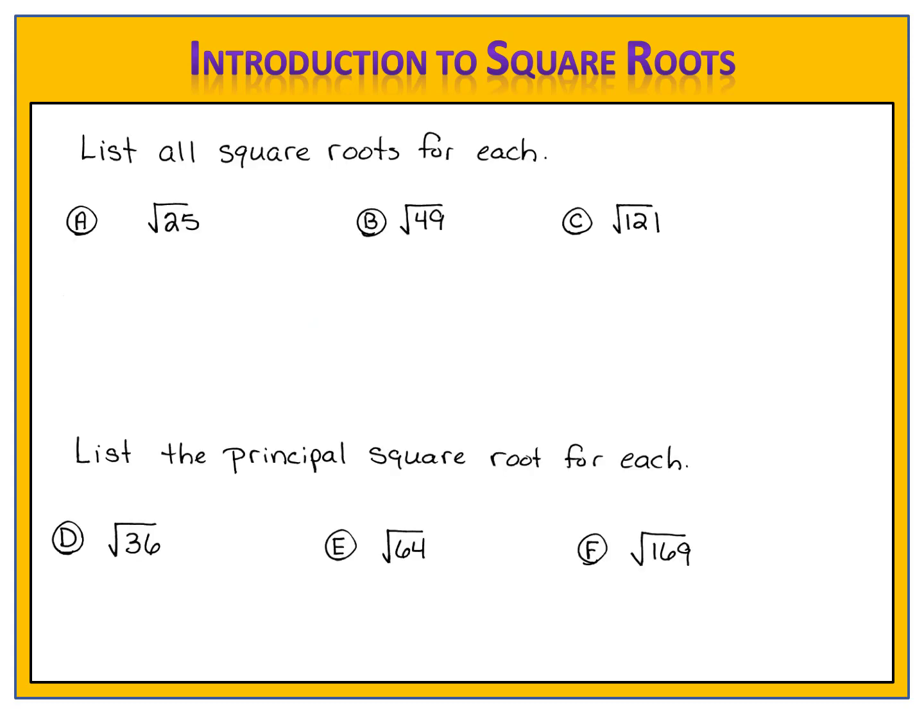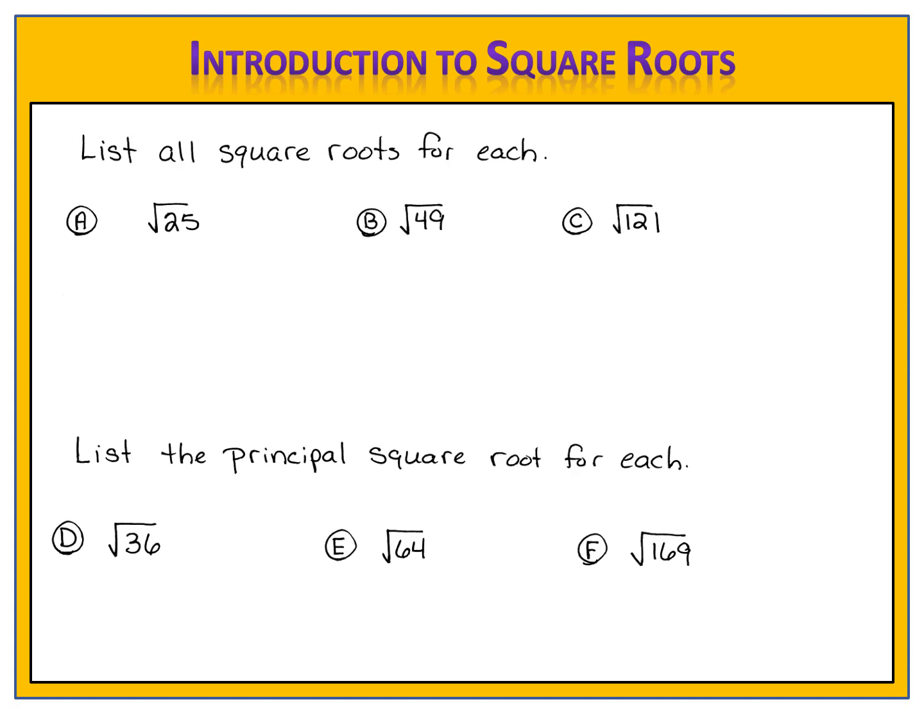Now, let's try some examples. In exercise A, B, and C, I'd like for you to list all of the square roots for each of those examples. That means you'll list both the positive and the negative result. In the second part, D, E, and F, you'll list the principal square root, or only the positive result for each. Please pause the video here and come back when you're ready to compare answers.